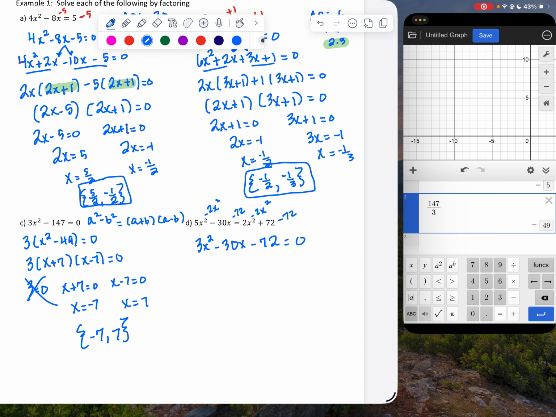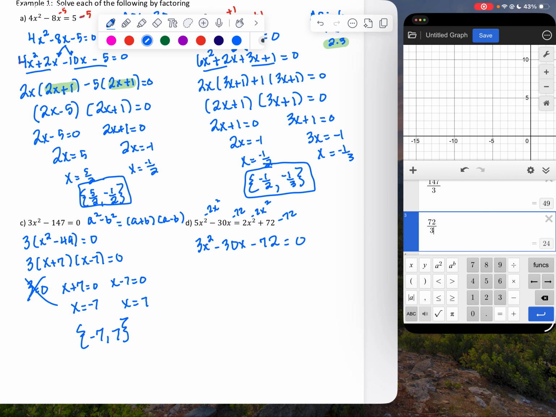So I know 30 will divide by 3. Will 72 divide by 3? Let's check. Awesome. This is going to help us make our numbers that we need to factor much smaller. So I'll factor out a 3, which would leave me x squared minus 10x minus 24 equals 0. So now when I factor with the AC method, I'm only going to worry about what's in the parentheses, because as we saw in example C, the 3 equals 0 is not going to give us a solution.